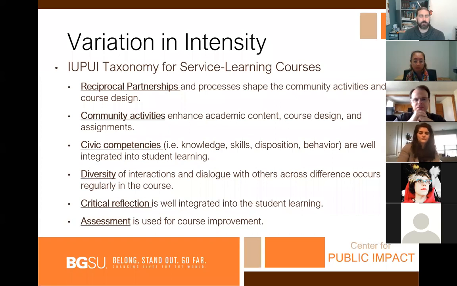One of the things that we definitely like to emphasize too is that there will be variation in intensity for community-based learning courses. So IUPUI put together this taxonomy, which has these different domains of reciprocal partnerships, community activities, civic competencies, diversity, critical reflection, and assessment. So it's organized like a rubric. And so you've got a 1 over here and a 4 over here. And so for each of these domains, you may start out as a 1 in some of these domains and then work towards a 4 as you increase the intensity of that particular domain.